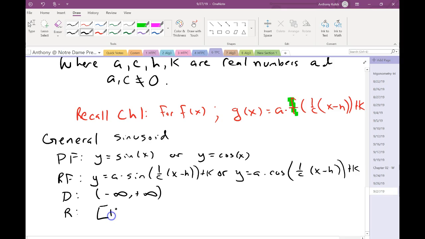So my range is going to be the interval k minus absolute value of a, comma k plus the absolute value of a. We'll do some examples here in a moment about how to deal with that.